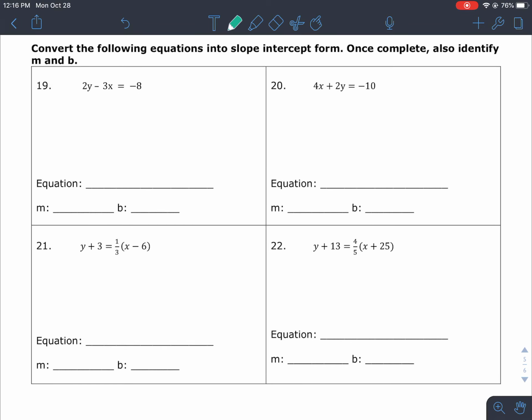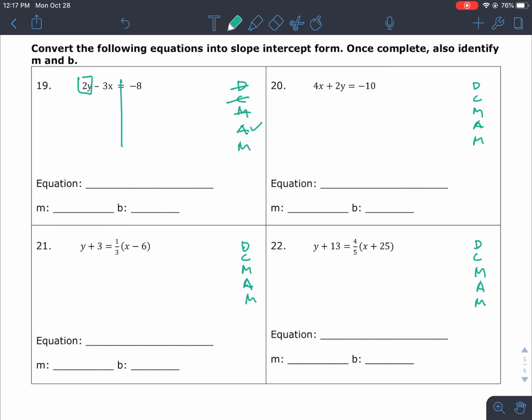Convert the following equations into slope-intercept form. Once complete, also identify your slope and your intercept, your m and b. So when solving here, I'm using Don't Call Me After Midnight. I went ahead and wrote it for everything, so I don't have to stop once I get in the groove of solving. So 19, I am not distributing, combining, or moving, but I will add or subtract.